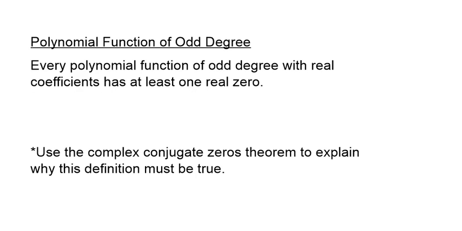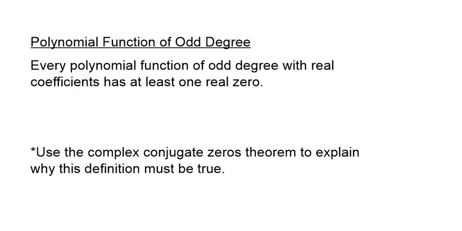And I want you to think about, why could that be true? Why must this definition hold true? And what you need to use is the complex conjugate zeros theorem that we just talked about. Go back and look at what that theorem says and try to understand why this definition must hold true. That's something you need to investigate, and then come talk to me about it once you get done with this video.